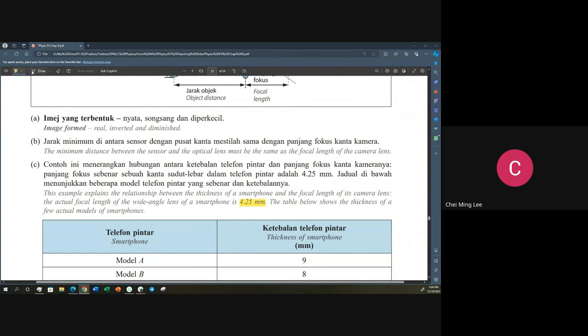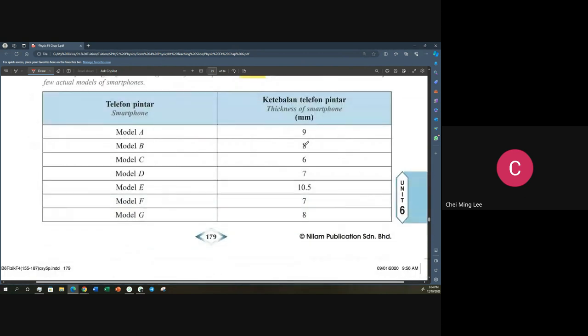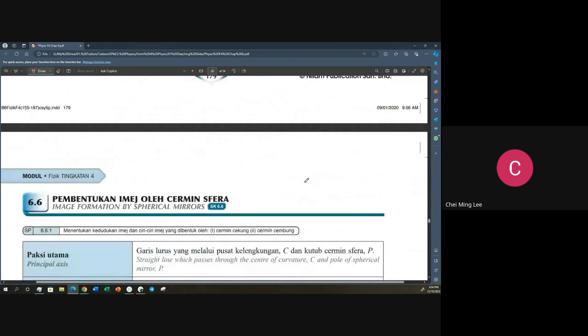And in this example we will see the thickness of a smartphone and the focal length of the camera lens. Normally the focal length of a wide angle lens of a smartphone will be 2.25 mm. The image below shows the thickness of a few actual models of smartphone. So this is how the actual models look, and normally this is the thickness.